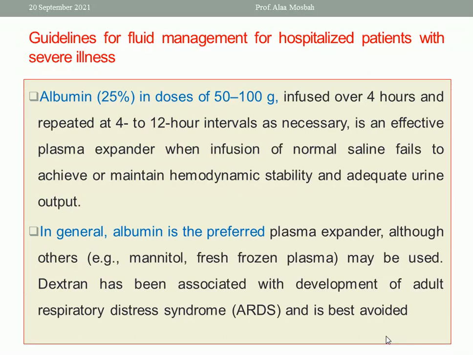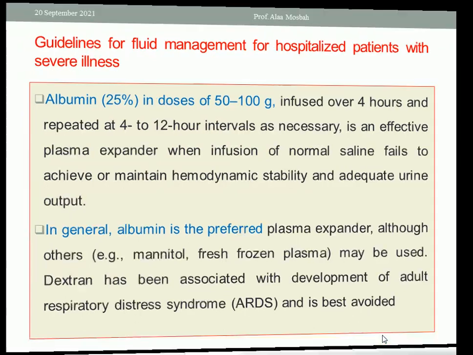Dextran has been associated with the development of adult respiratory distress syndrome and is best avoided. So avoid use of dextran completely.